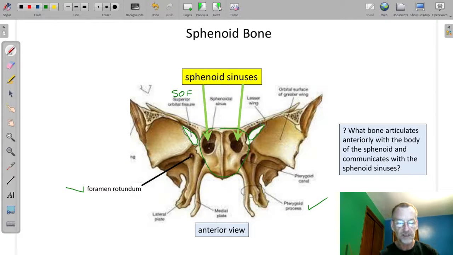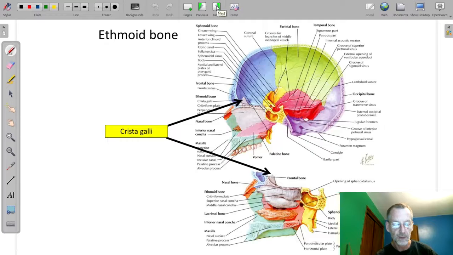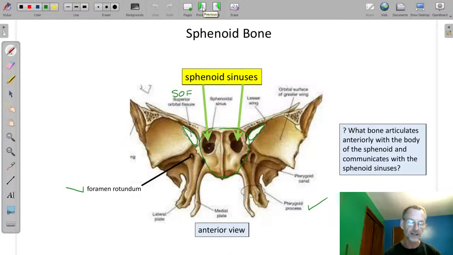Okay, next slide. Oh, we're done. That was the last slide for the sphenoid. So, time for lunch. And we'll be back again soon to pick up with the ethmoid.